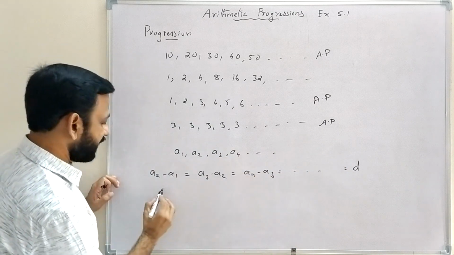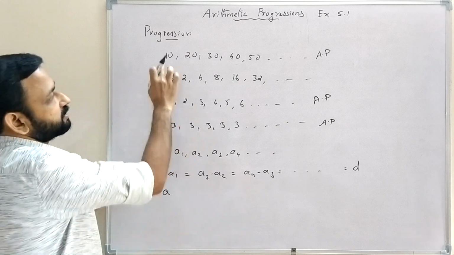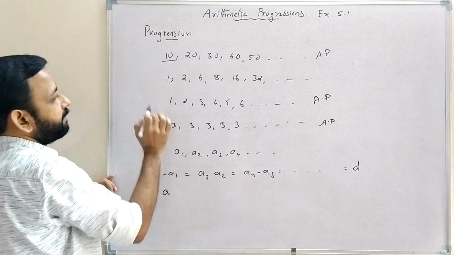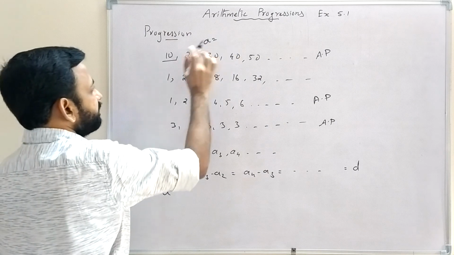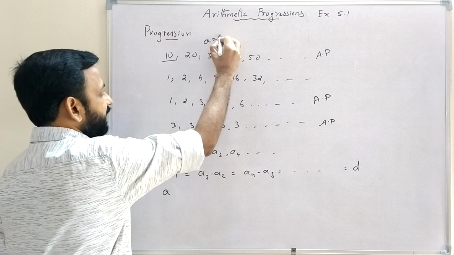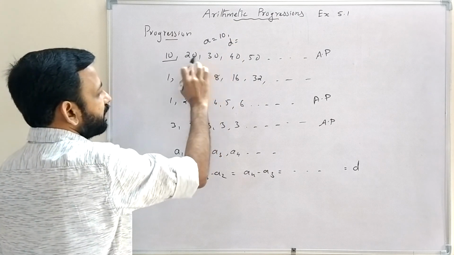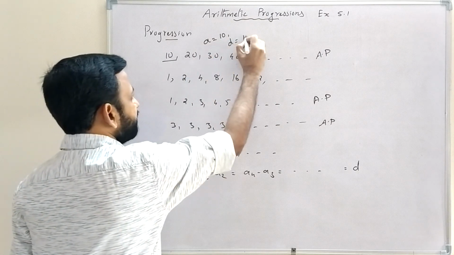And suppose a is the first term and d is the common difference. So here a is the first term, 10. First term can be denoted by a. a is the first term, a is equal to 10. And here d, the common difference, 30 minus 20, that is 10.